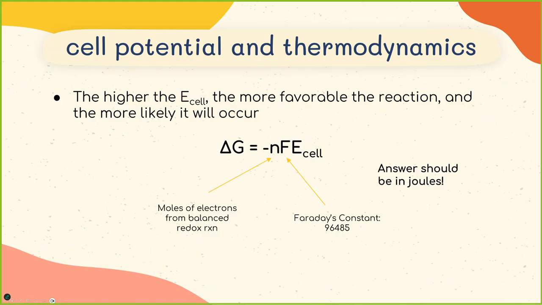Potential with the delta G equals negative nF E cell: Faraday's constant, the moles of electrons. Faraday's constant is on the formula sheet, so you don't have to memorize this. If delta G comes out negative, you know that it's a favorable reaction, okay? A higher positive E cell is going to give you a more negative delta G.